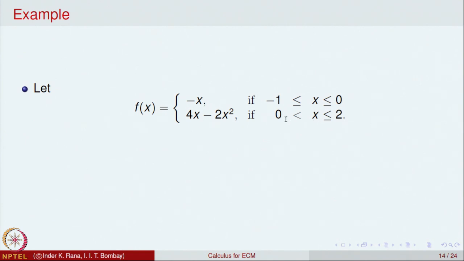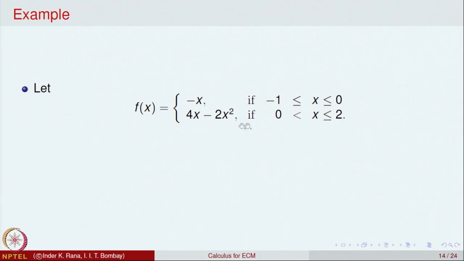To find that, one analyzes the left limit at the point 0 and the right limit at the point 0. The left limit at the point 0 will be found by taking a sequence x n converging to 0 from the left side. That will give you f of x n as minus x n, and x n goes to 0 implies the left limit exists and is equal to 0. Similarly, we want to compute the right limit of the function at the point 0.